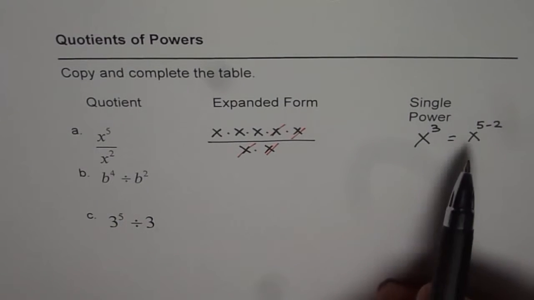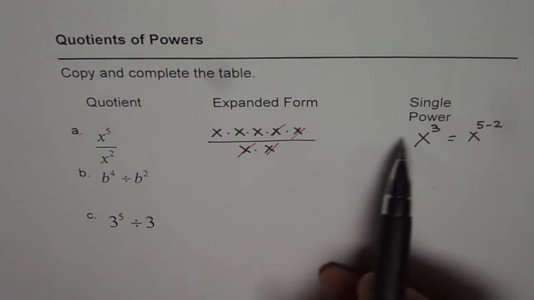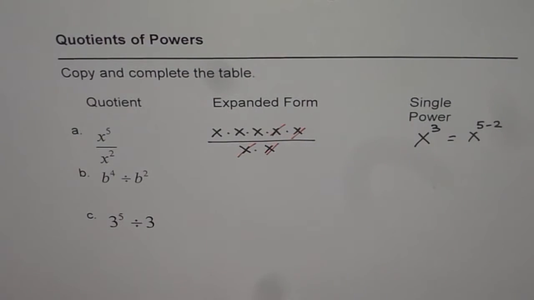So we can use the quotient rule, and that is how we get our quotient rule. So that's a correlation which I want you to appreciate. Let's look into the next example.